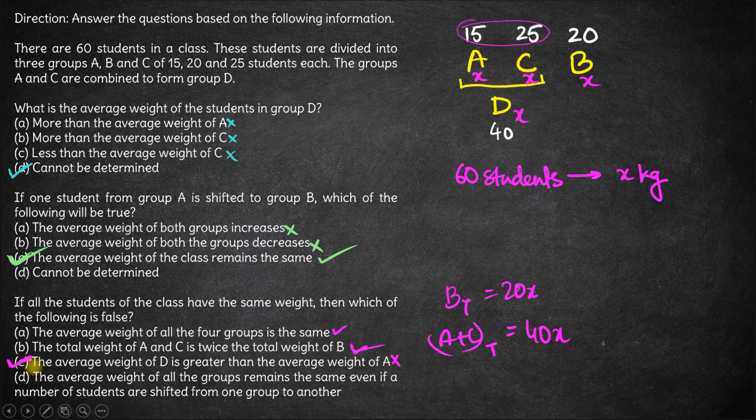See, we know since the weight of each student is same, the average weight of each group will also be same. So D has to be same as A and not greater than A. And even if you want to check option D, it says the average weight of all the groups remains same even if a number of students are shifted from one group to the other, which is correct because the weight of each student is same. So even if someone leaves the group or joins the group, the average weight is not going to change, right? So this is also correct.